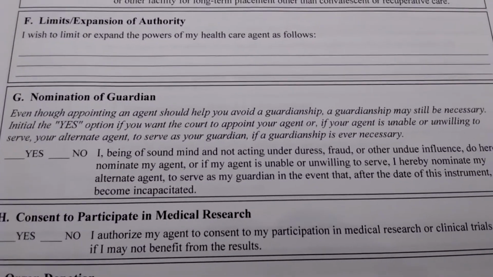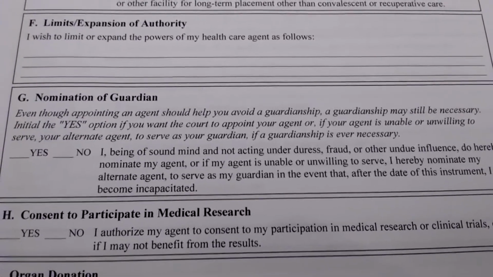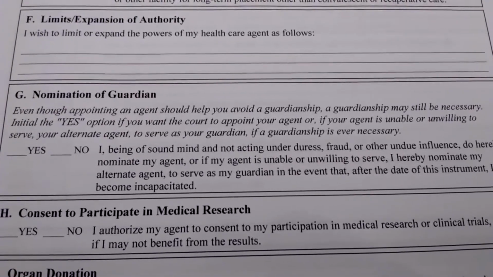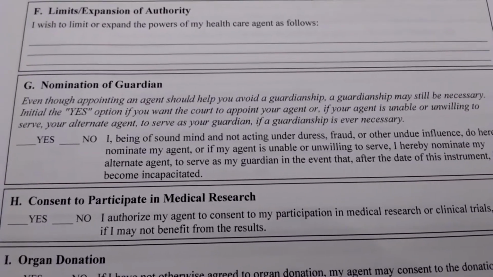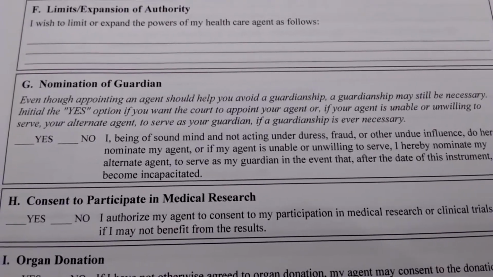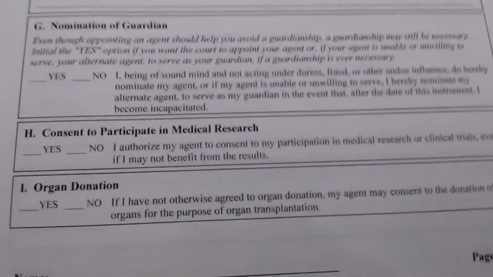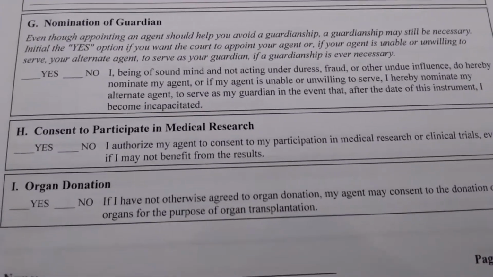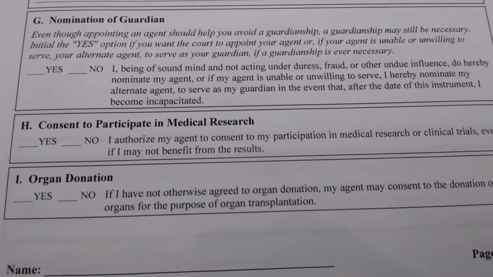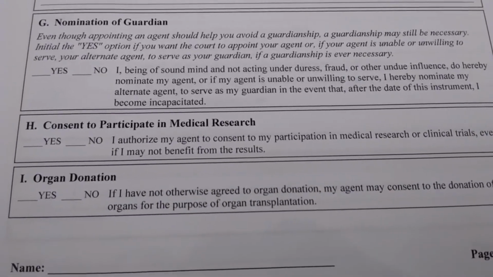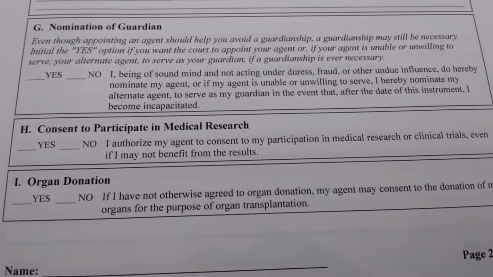Usually on F, we won't limit or expand authorities of the healthcare agent unless we're really adamant about a particular thing, certain religious preferences perhaps. Now G here on nomination of guardian, if you want to nominate the person you've appointed as agent as your legal guardian, should you ever need one, you would do so here with an initial yes. H and I are purely personal preference: whether you want to authorize your agent to consent to your participation in medical research or clinical trials, and whether you want your agent to be able to consent to organ donation.